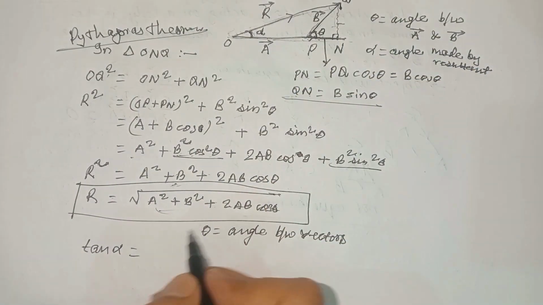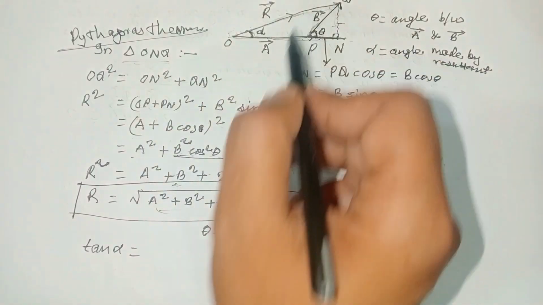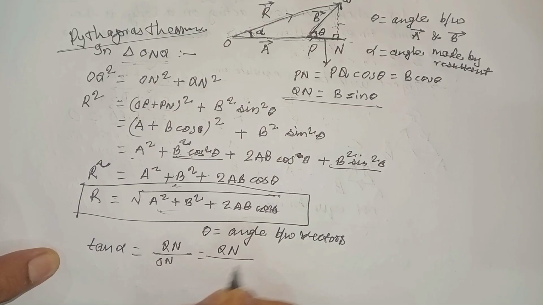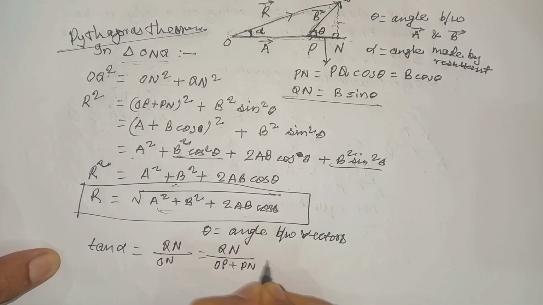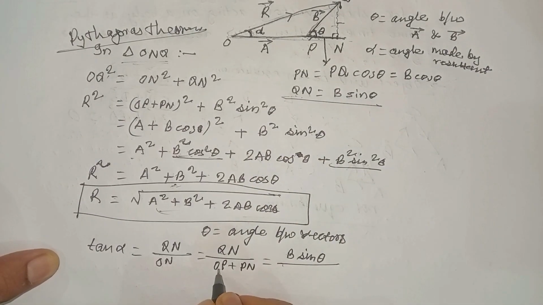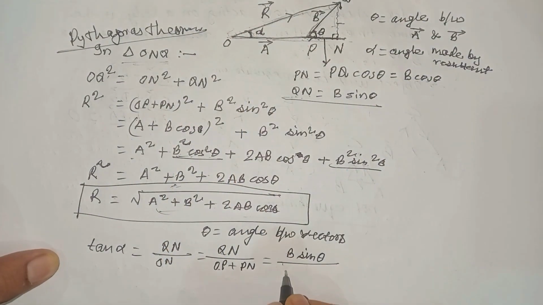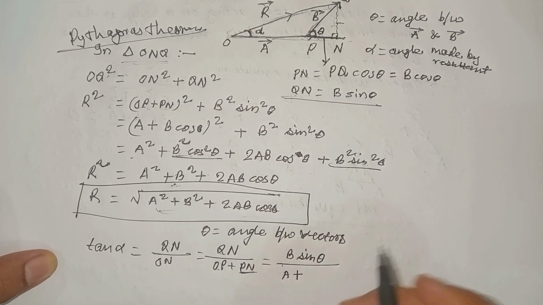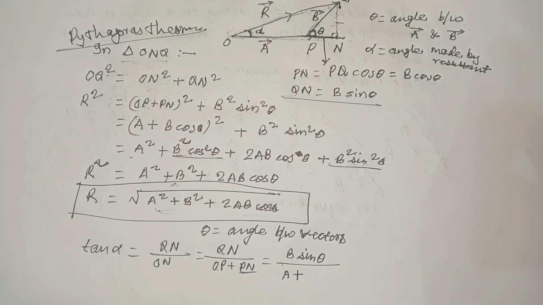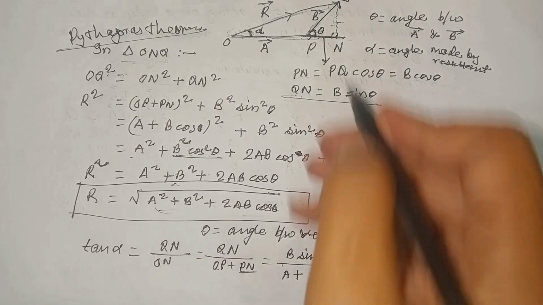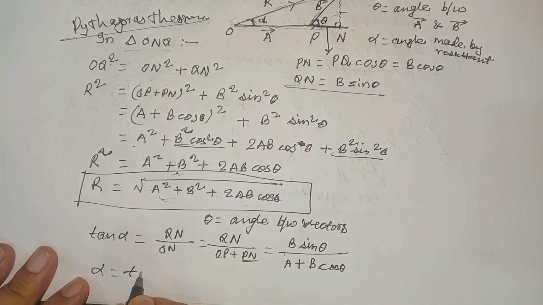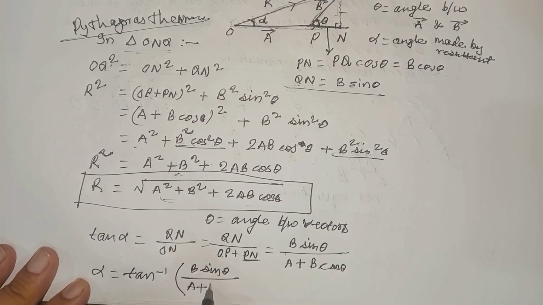Perpendicular by base: we know in triangle ONQ, tan alpha will be QN by ON. And again we write ON as OP plus PN. QN is B sin theta, and OP is vector A. Remember, here A means the magnitude of vector A, because the side length is a magnitude. And PN is B cos theta. So alpha will be tan inverse of B sin theta by A plus B cos theta.